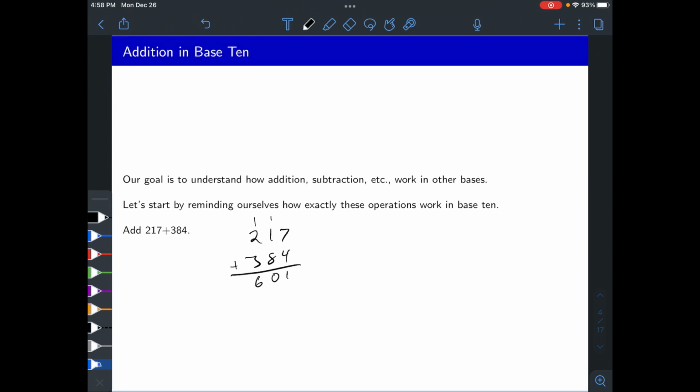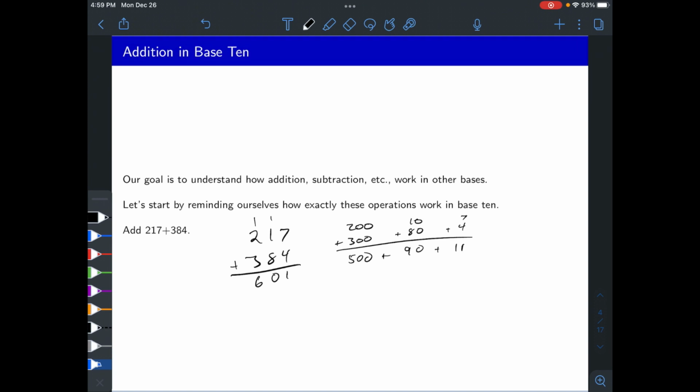Under the hood, what's going on here is we're doing 200 plus 300, we're doing 10 plus 80, and we're doing 7 plus 4, and we're adding all of these results together. Let's go right to left here because that's what happens in the algorithm. We do 7 plus 4, that is 11, right? We do 10 plus 80, that's equal to 90. When we're carrying the 1, that means we're just regrouping a 10 over here. We're just borrowing this 10 and combining it with whatever happens over here. And then the 200 plus 300 is just 500.